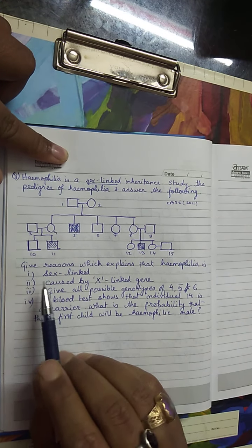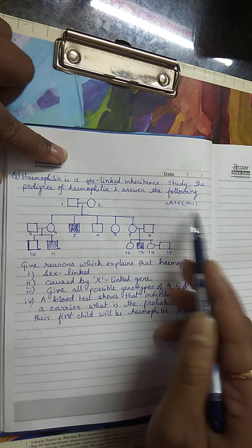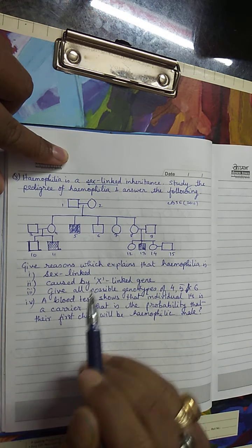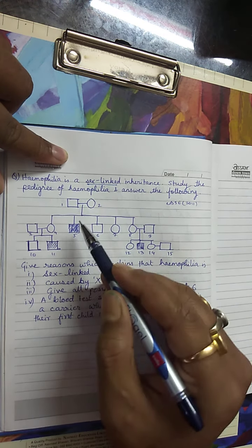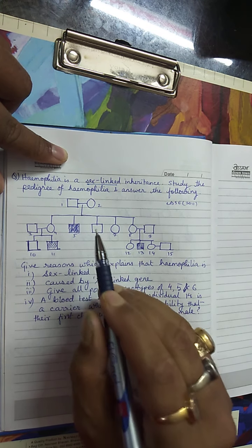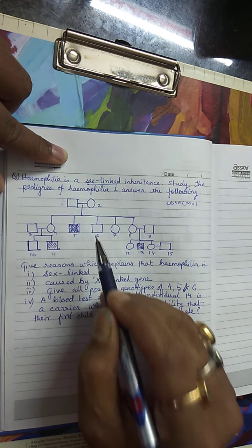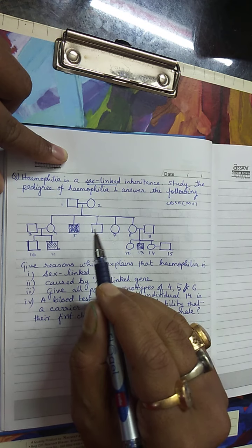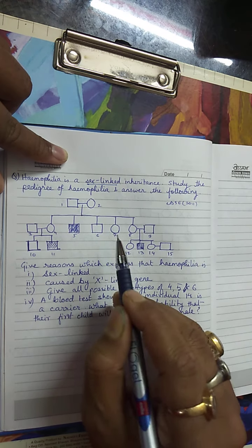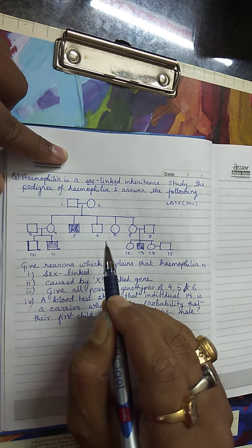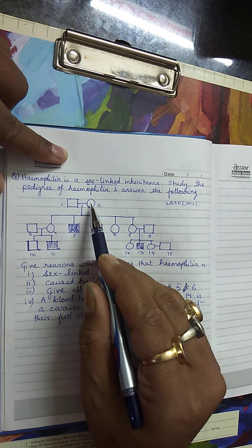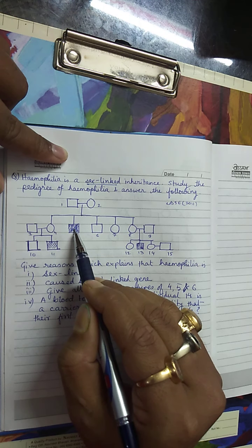So here, this is the pedigree given. It is a CBSE 2011 question. Give reasons which explain that hemophilia is sex-linked. Now how can you say it is sex-linked? Because here the trait is occurring only in the males, and sex-linked inheritance expresses mostly in the males, because for a sex-linked recessive trait to occur in the female, both the alleles have to be recessive, and that is a very bleak possibility. So here the female is a carrier and it is passing the character over to the male.